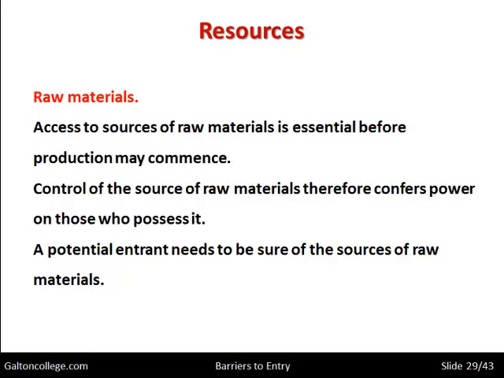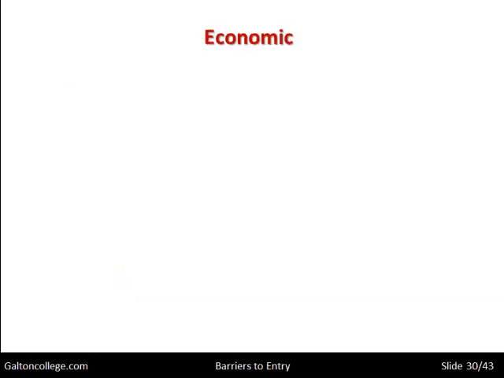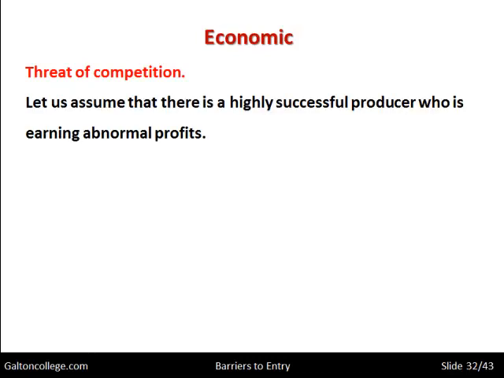So raw materials may be restricted, and that's a barrier to entry. Then we have the economic barriers to entry. Well, the threat of competition, for example. Let's assume that there is a highly successful producer who's earning abnormal profits. Just take this scenario, see what we think of it.